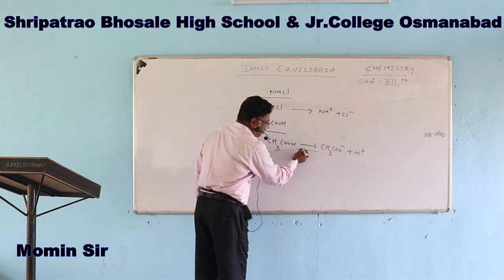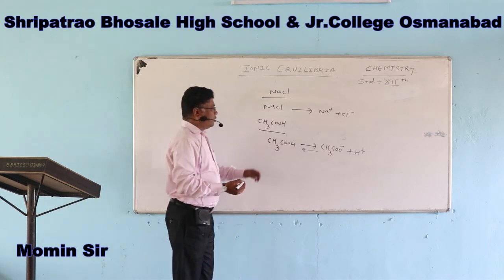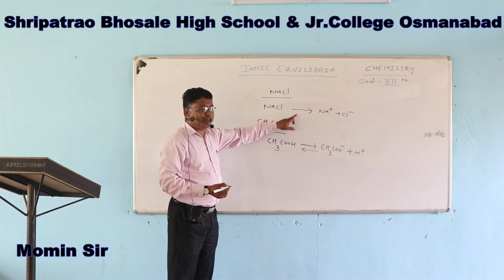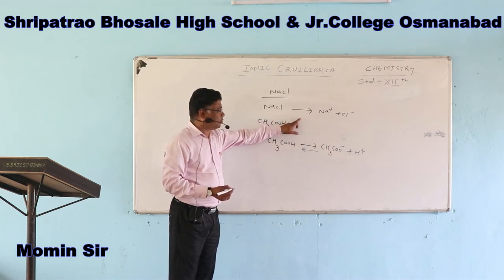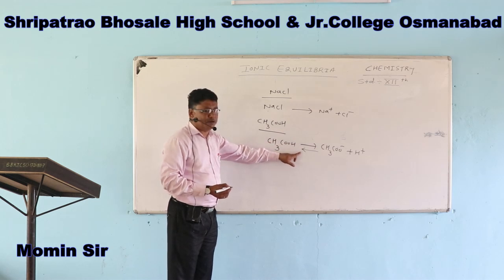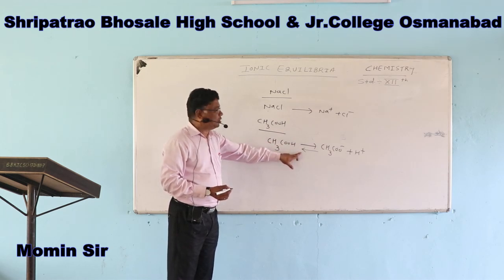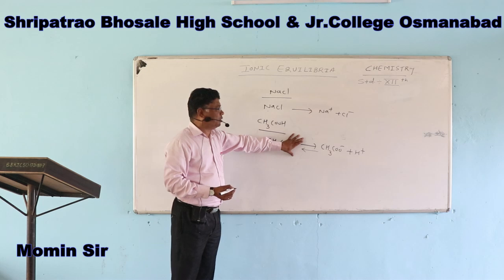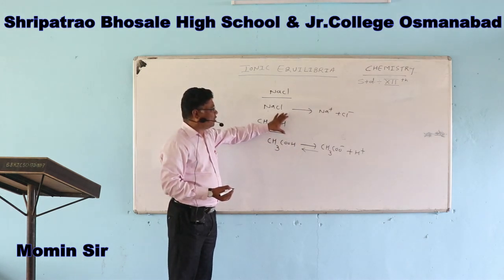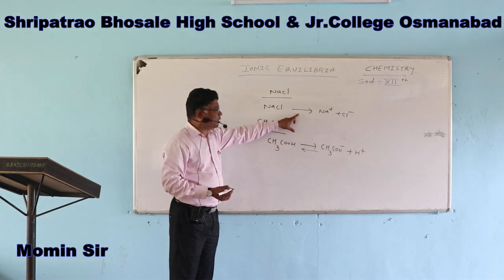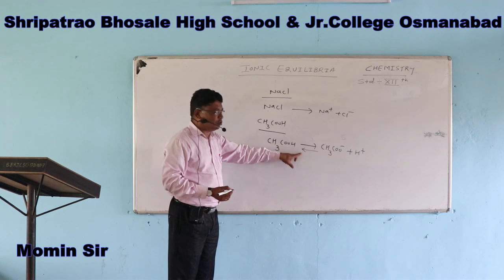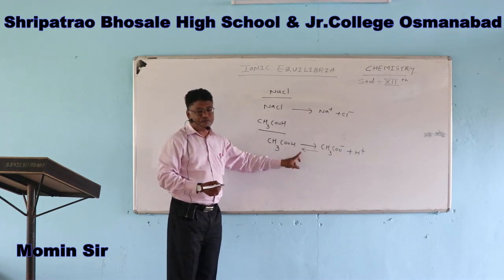So remember well, ionization of a strong electrolyte is denoted by a single arrow, but ionization of a weak electrolyte is denoted by a double arrow. That is one of the important points you should remember.